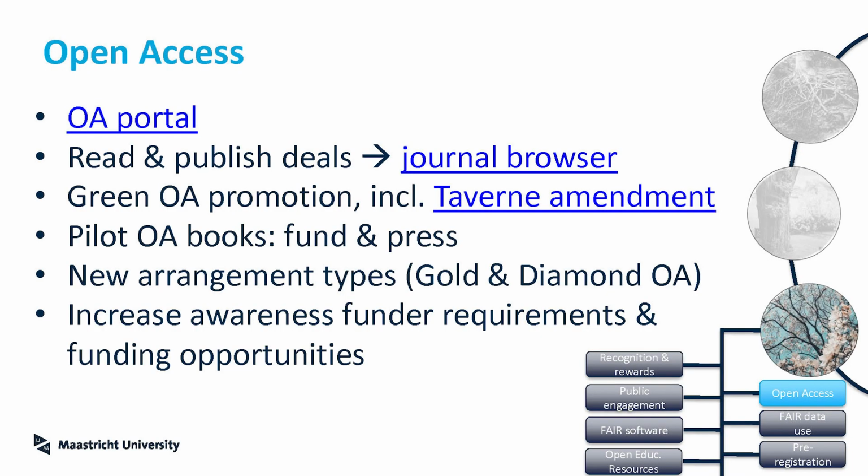For open access, we have an open access portal. That is one spot where all support on this topic is brought together online. We have on a national level, but sometimes also on a university or even faculty level, read and publish deals, meaning that the initial subscriptions to get access to journals are now turned into these types of deals, which allow researchers to publish open access in those journals without costs or with reduced costs.